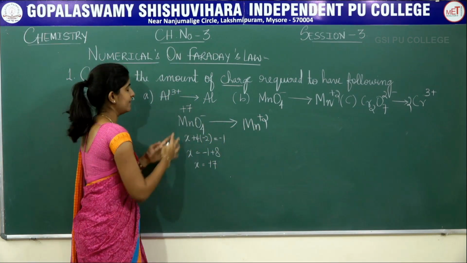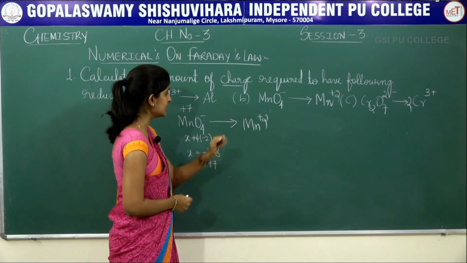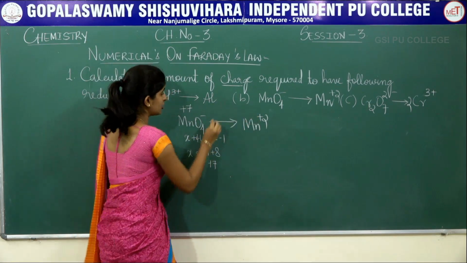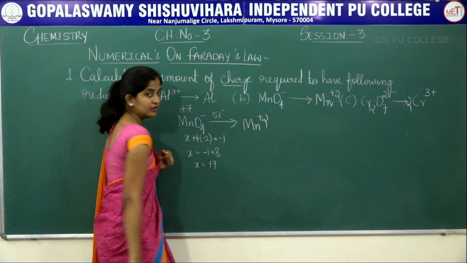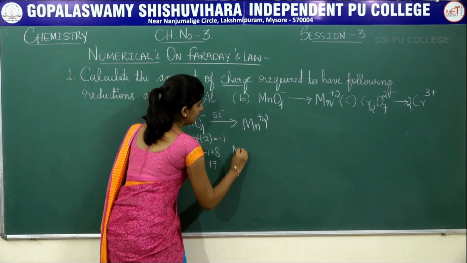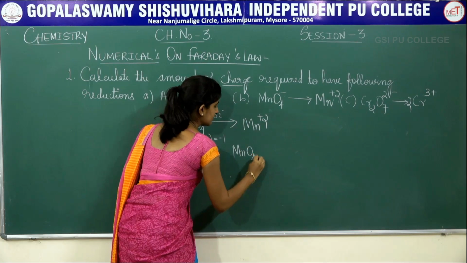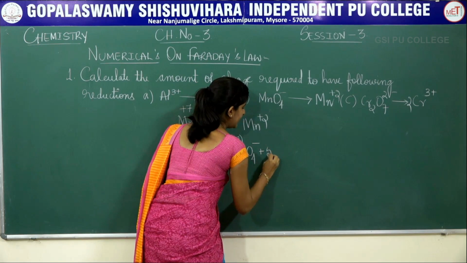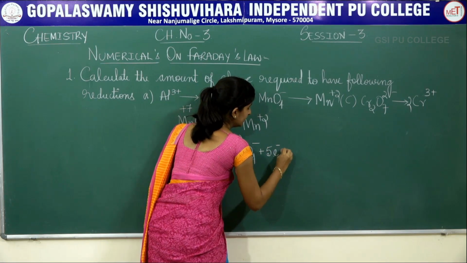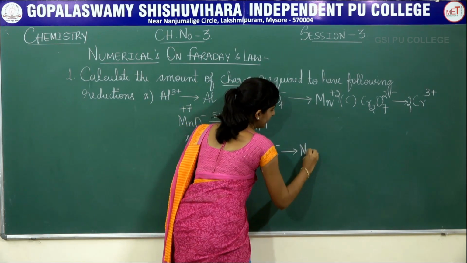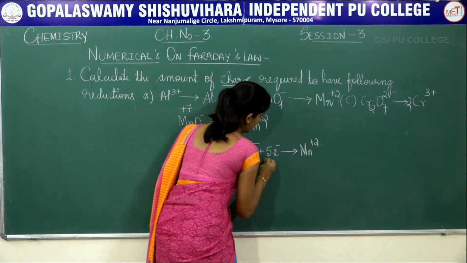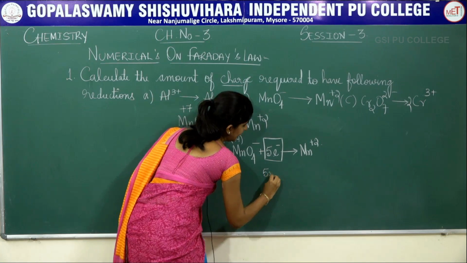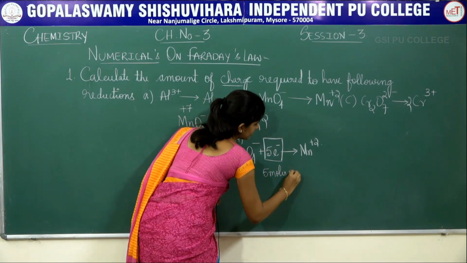How many electrons? Plus 7 means short of 5 electrons, plus 2 means short of 2 electrons. So 7 to 2 means it is short of 5 electrons, which means MnO4 minus, which is in the plus 7 oxidation state, needs 5 moles of electrons to reduce it to Mn plus 2. So you require 5 moles of electrons to reduce this species.